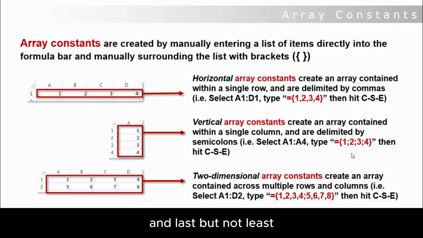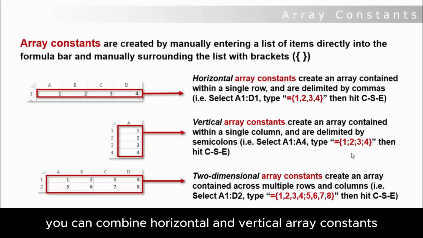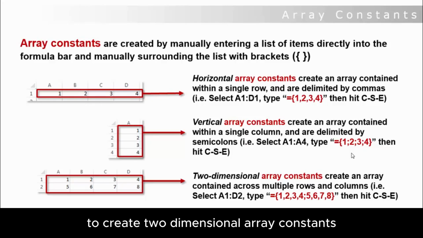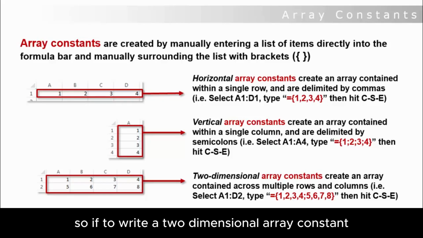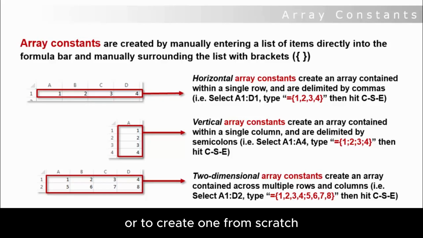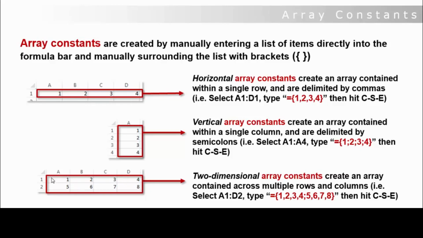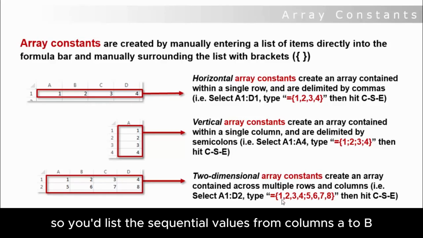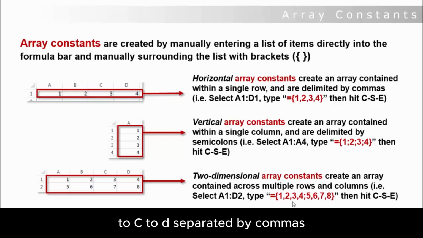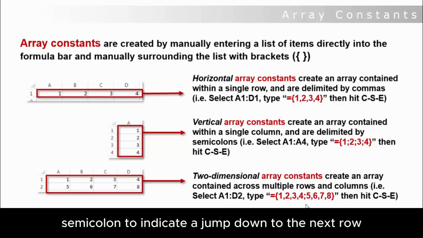And last but not least, you can combine horizontal and vertical array constants to create two-dimensional array constants. So to write a two-dimensional array constant, or to create one from scratch, you basically input your values the same way that you would read a book, starting in the top left, each row moving from left to right. So you list the sequential values from columns A to B to C to D, separated by commas, and then use a semicolon to indicate a jump down to the next row.